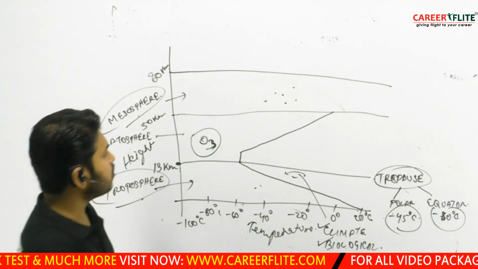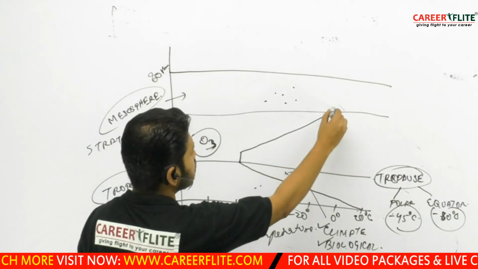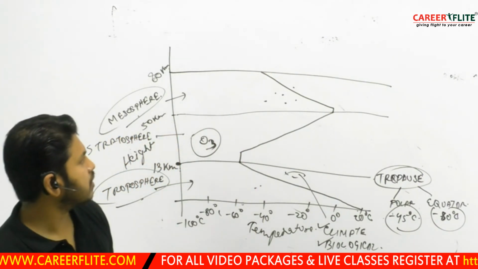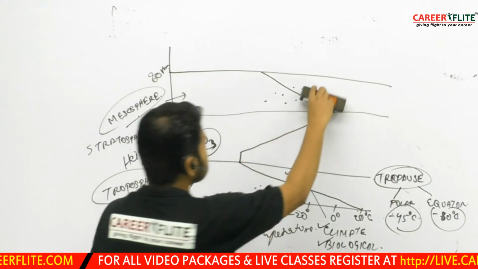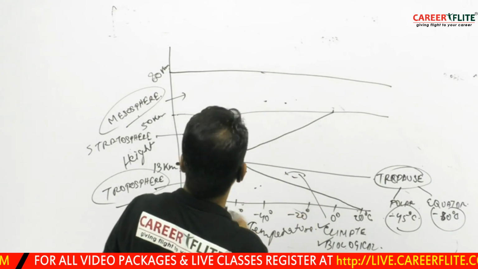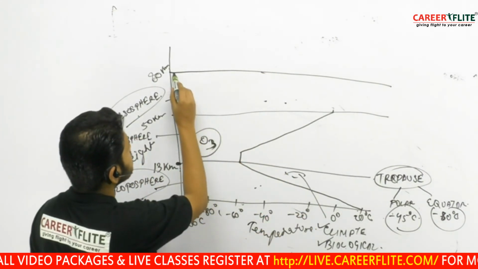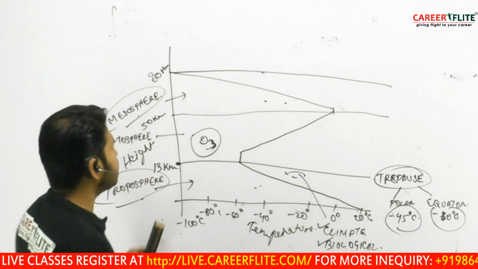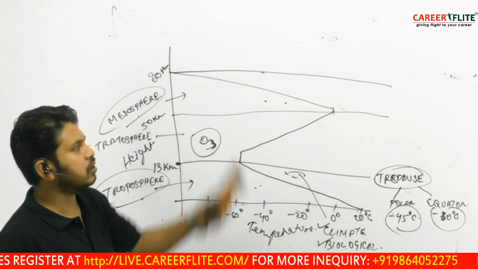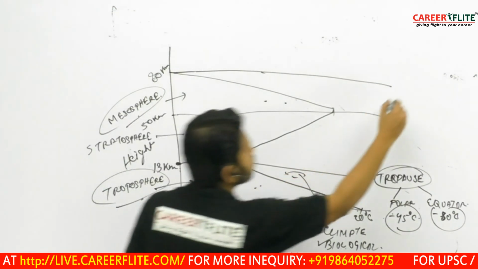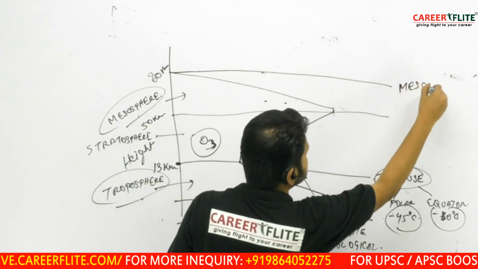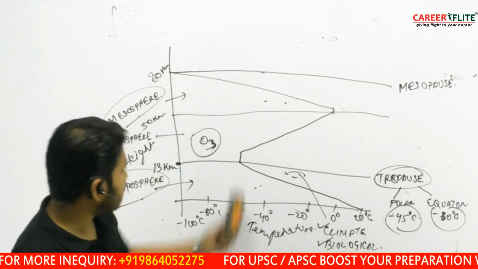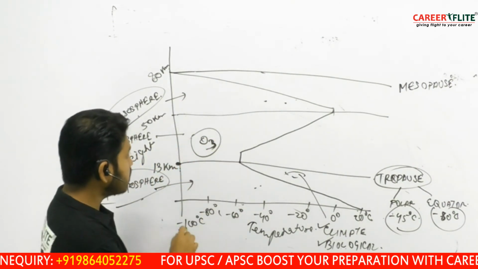Then again, what happens here? Temperature keeps on decreasing in the mesosphere. Actually, it decreases up to minus 100 degrees Celsius. Minus 100 degrees Celsius means it will reach up to here. This zone is known as the mesopause. The temperature at the mesopause is minus 100 degrees Celsius.